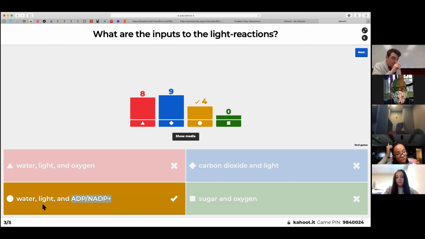So we have water, light, and then these are the molecules that are going to store that energy from the light. Oxygen is one of the products of light reactions. It's what's released when the water molecule is broken up. And then carbon dioxide is one of the inputs to the second part of photosynthesis, the Calvin cycle, and that's what we talk about today. So the first part is all about capturing that light energy and charging the batteries, creating that ATP and NADPH. And then those molecules are used to fix the carbon dioxide that we'll talk about next.